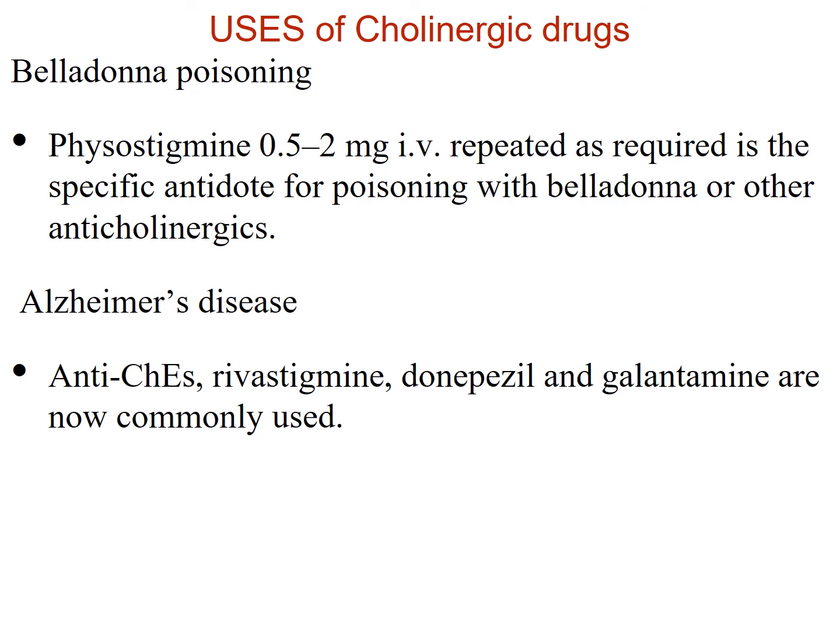Now, how do these cholinergic drugs have a role in Alzheimer's disease? Alzheimer's disease is a neurodegenerative disease where the cholinergic neurons are primarily affected in the brain, and various measures to augment the cholinergic transmission in the brain are tried, which includes the anticholinesterases like rivastigmine, donepezil and galantamine.